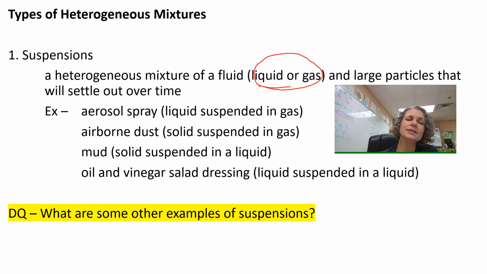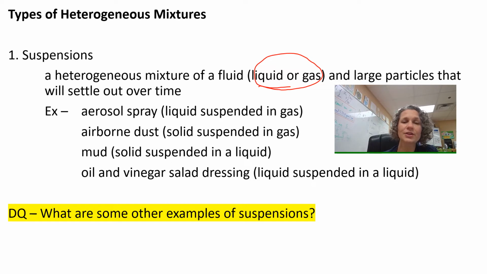Airborne dust is a solid suspended in a gas. Sometimes you'll see this in your house, if the sunshine is coming through the window at just the right angle, and you look from just the right angle, you can see the sparkles of dust in the air. Eventually they settle. It seems like they don't, but eventually they will settle out. Mud is a solid suspended in a liquid, so it's just dirt particles in water.